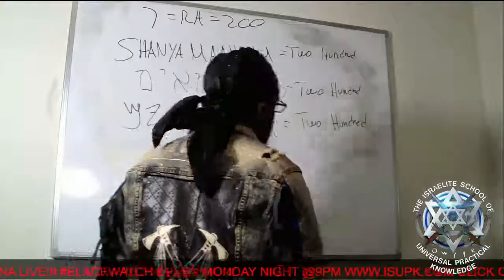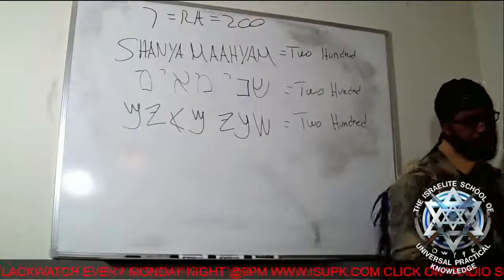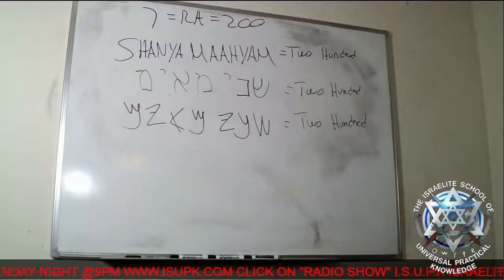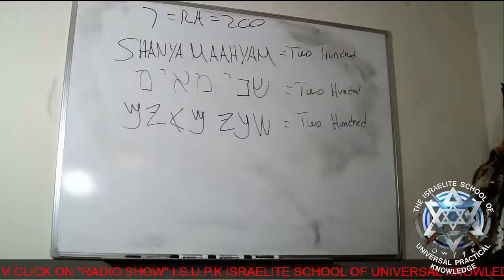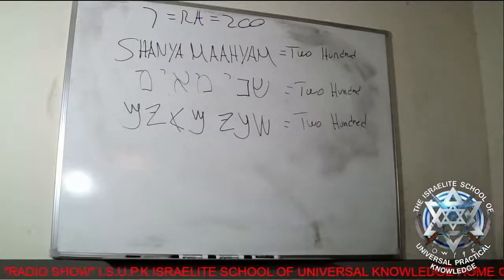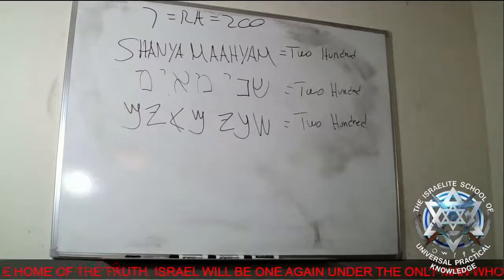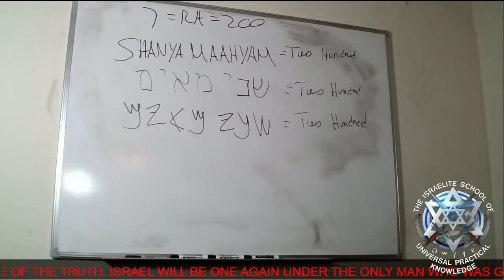Okay, so what we have on the board now is the letter Ra. The letter Ra has a numeric value of the number 200. To say 200 in the Hebrew has the very same concept as 20 all the way to 90, but this time using the number 100.